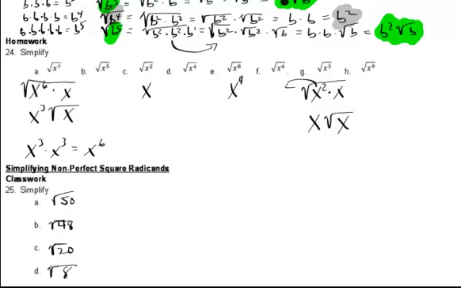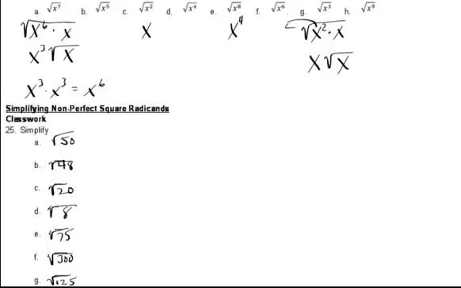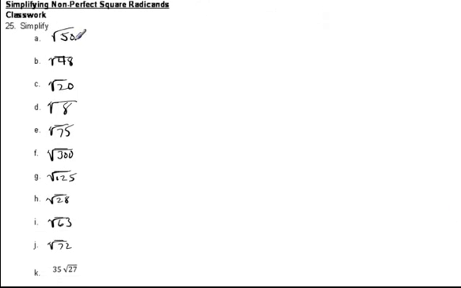Now, if we can do that with variables, we can do that with numbers. So here, instead of using the variables, I'm going to use those first 20 perfect squares that I keep harping on you to remember.